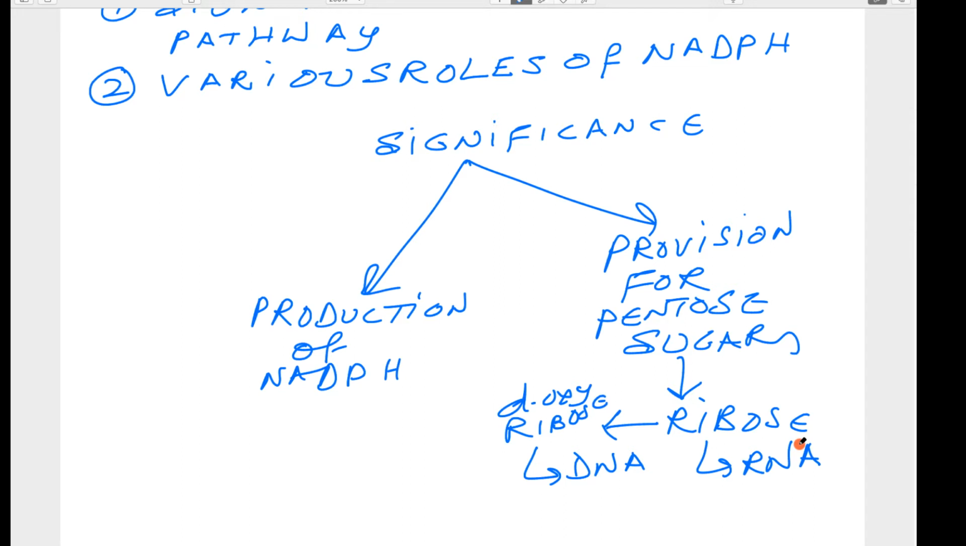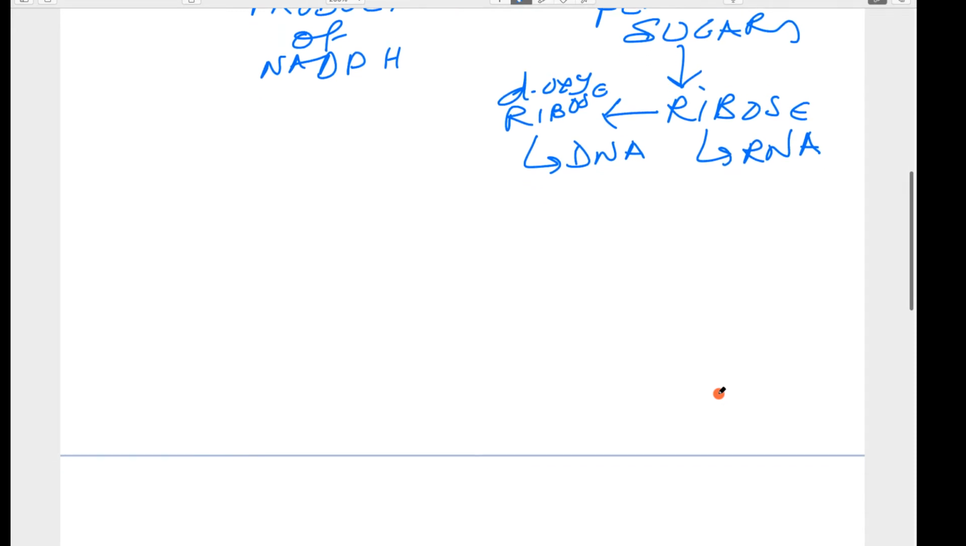When you have studied the pentose phosphate pathway, you must remember that it can be divided into the oxidative pathway and the non-oxidative pathway. In the oxidative pathway, NADPH is produced, followed by the non-oxidative pathway where pentose sugars and other sugars are produced. Now, once this NADPH is produced, what are its various roles? That is the second topic.